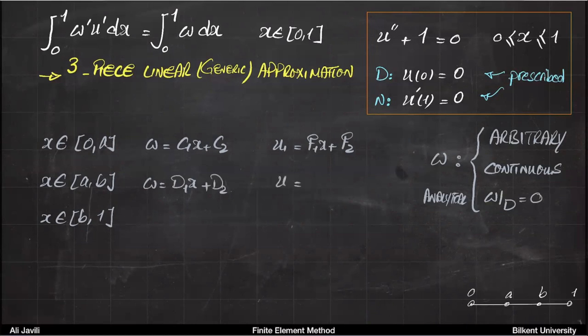U is G1 x plus G2. W is then E1 x plus E2, and U is here H1 x plus H2.